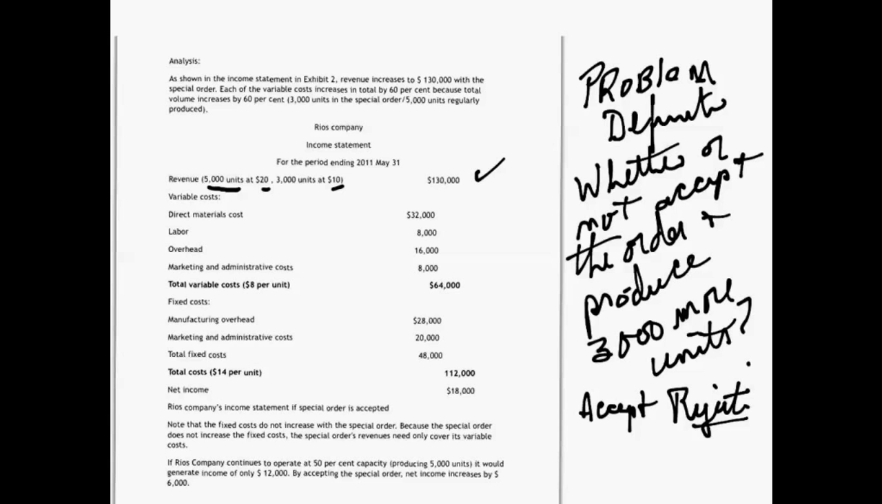Now, the direct materials will go up because we're producing more units. The labor will go up. The variable overhead will go up. And same with the marketing administration costs, they too will go up. So our total variable cost will increase, but our fixed will not. So the bottom line is our profit was 12,000. It went up to 18,000, or an increase of 6,000. So if we have the capacity to produce, our profit should go up 6,000.